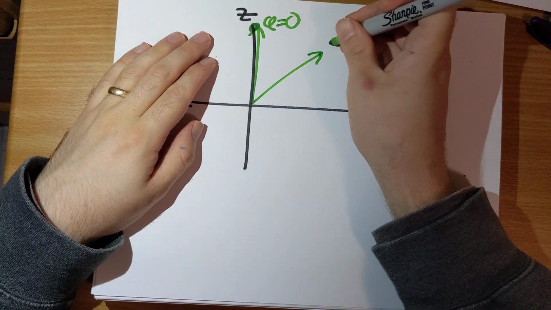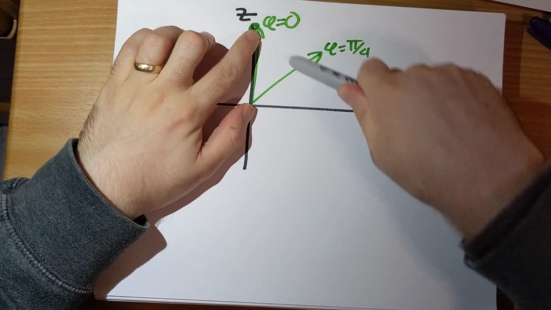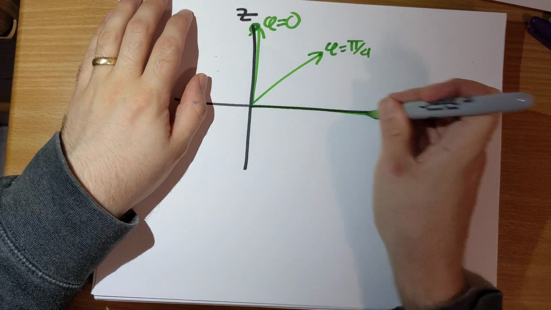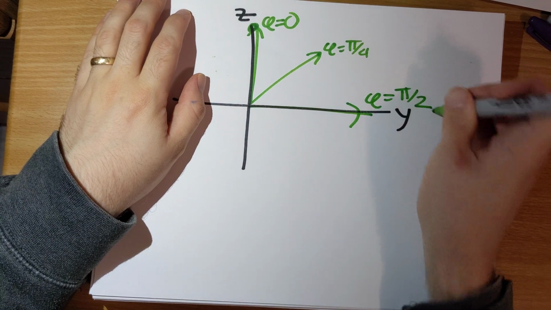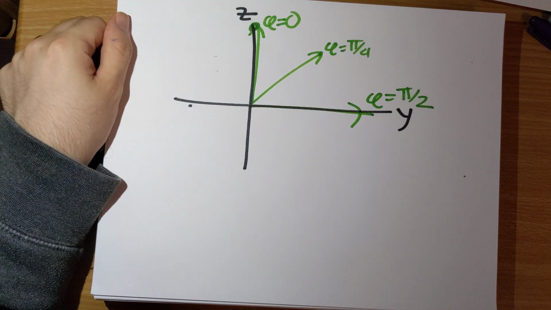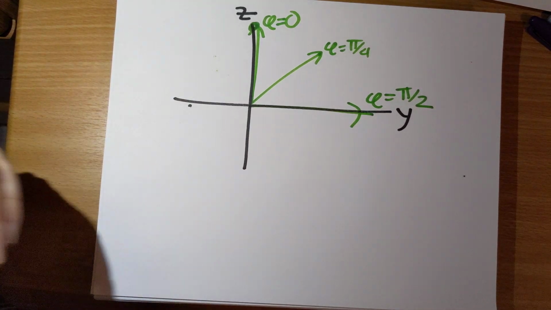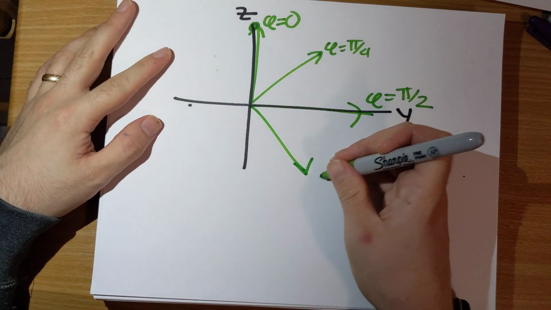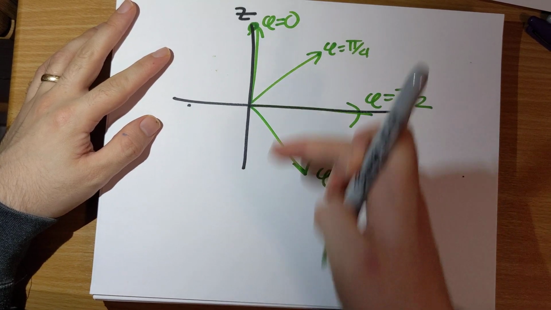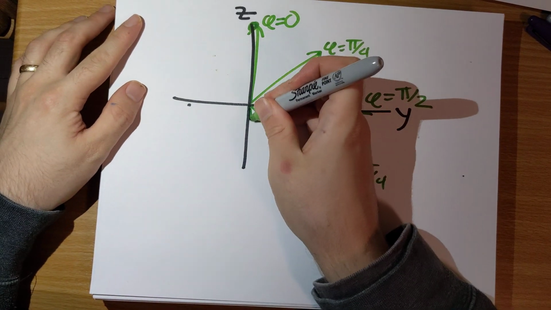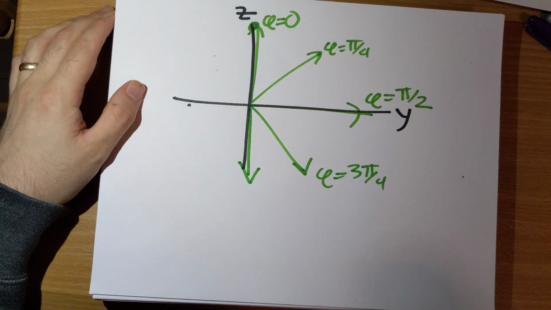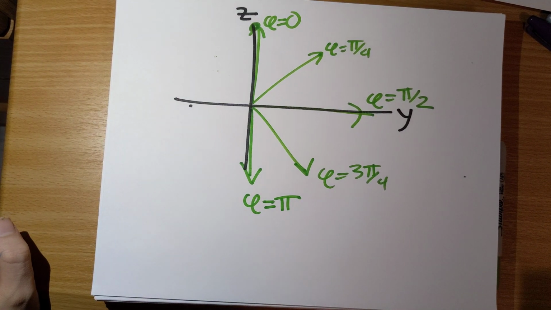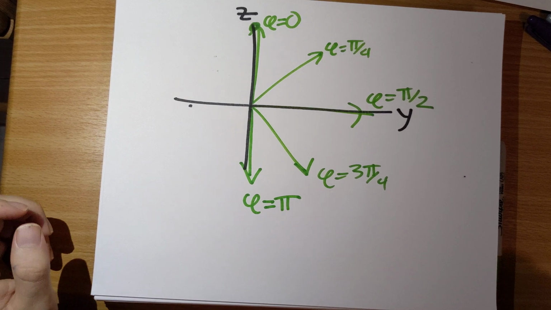If you're out here, this is like phi is equal to pi over 4. That angle there is supposed to be pi over 4. If you're along the positive y-axis, this is phi is equal to pi over 2. So if you're along the positive y-axis, or just anything where z is equal to 0, that corresponds to phi is equal to pi over 2. If you're somewhere down here, this looks like phi is 3 pi over 4. I'm bisecting this angle here. And if you're pointing straight down, along the negative z-axis, this is phi is equal to pi.